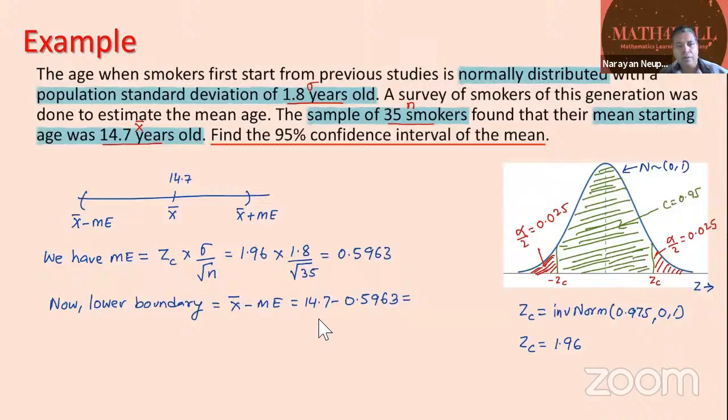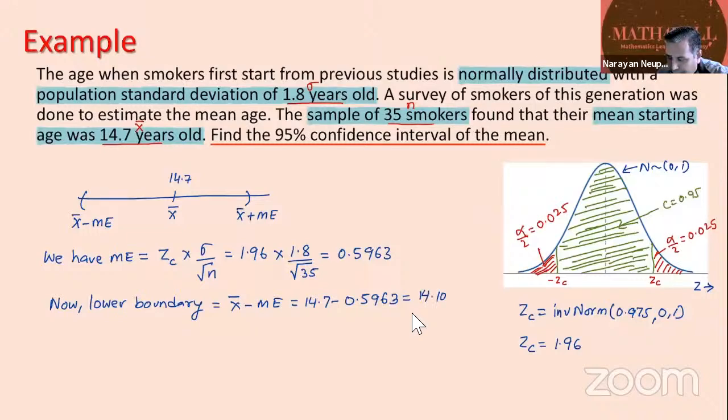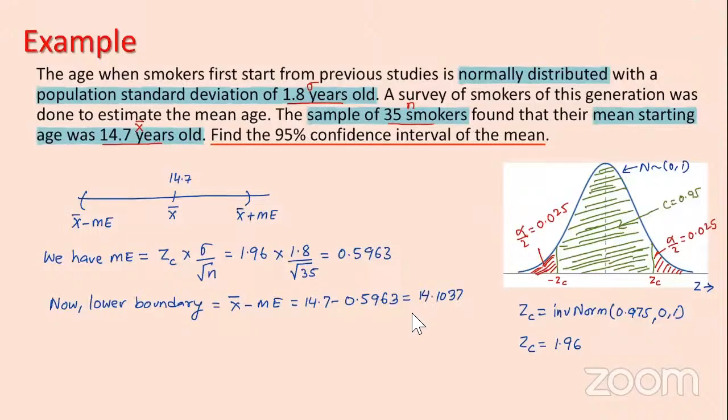Are you working on your calculator? 14.7 minus 0.5963. 14.1037. Is that what you said? Yes. Okay. That's right.